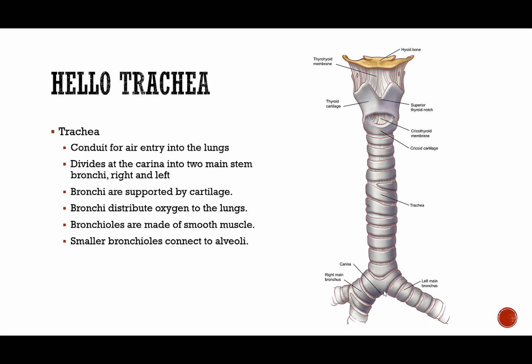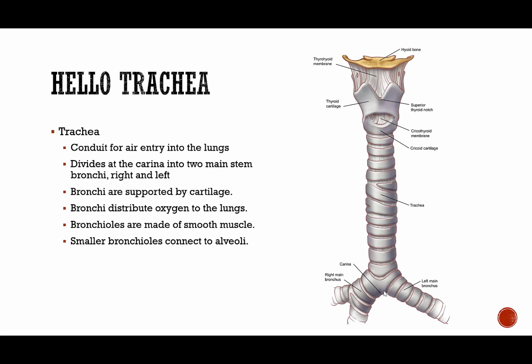They distribute oxygen to the lungs. And once the bronchus is inside of the lungs, it's called a bronchiole. They're made of smooth muscle. And then smaller bronchioles eventually connect to the alveoli. So again, it's kind of like a plumbing system in your home. You've got a big pipe that's bringing oxygen in, which goes to a smaller pipe connected by the carina, right? And then the bronchi break down into smaller bronchioles, and those get eventually into the small alveoli. Okay, so hopefully that progression makes sense to you, right?